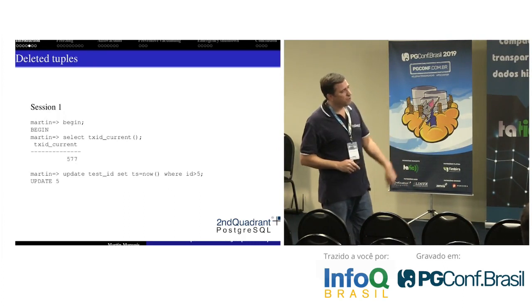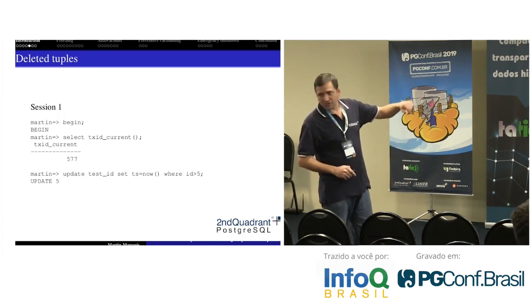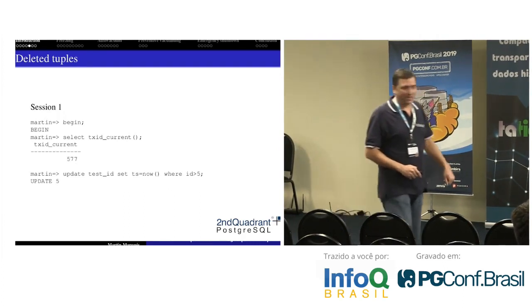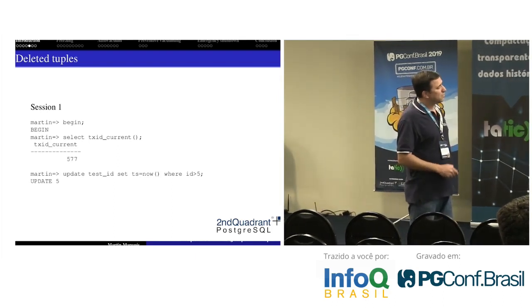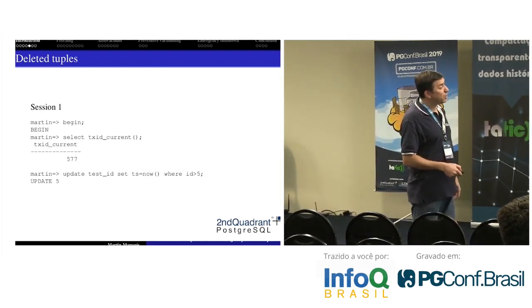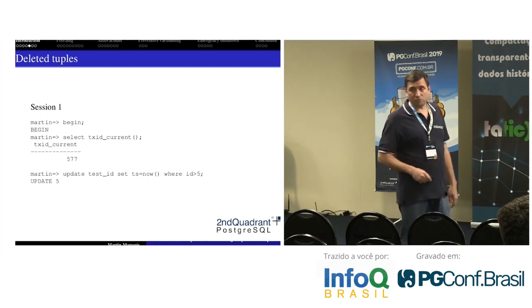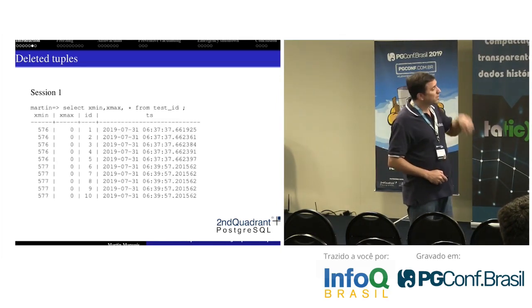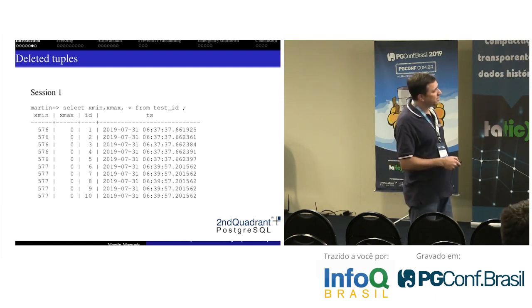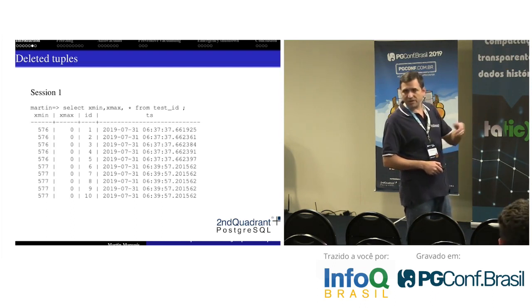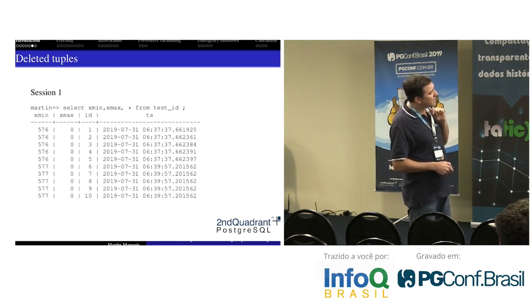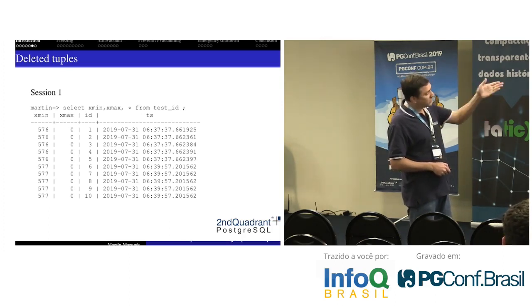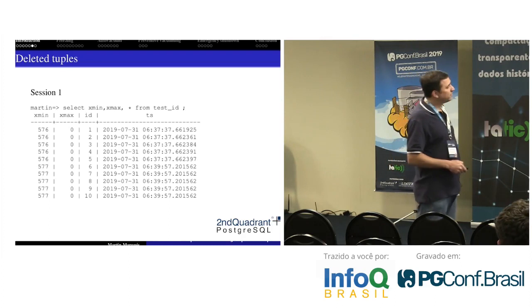So if we have one session, this is on the same data. We got a new transaction ID. We update the rows. So we updated 5 rows. We open up and we check the data. You can see that the xmin for the first 5 rows is still the same because the update didn't hit them. The xmin for the other 5 rows have been updated. This session sees the 5 updated rows.